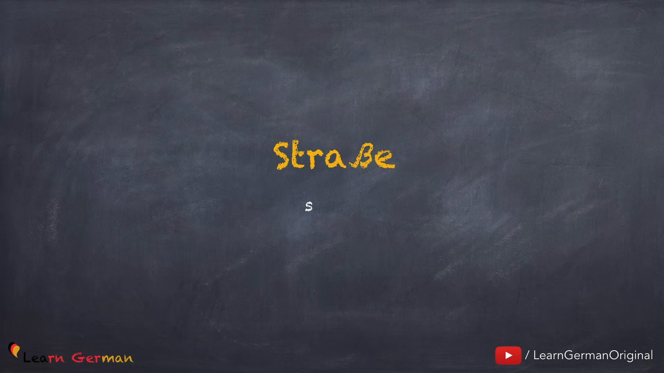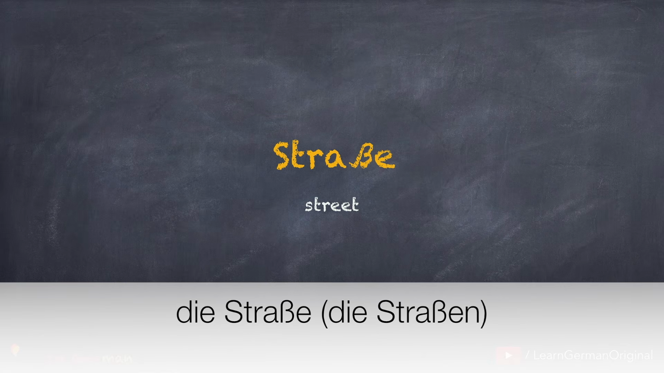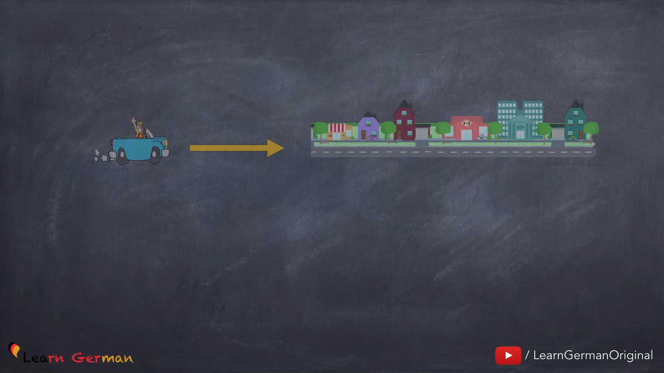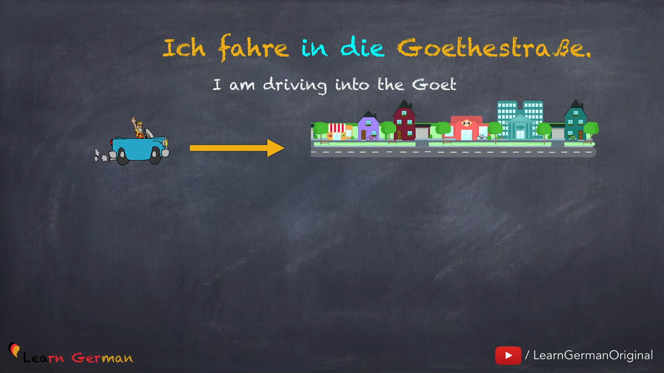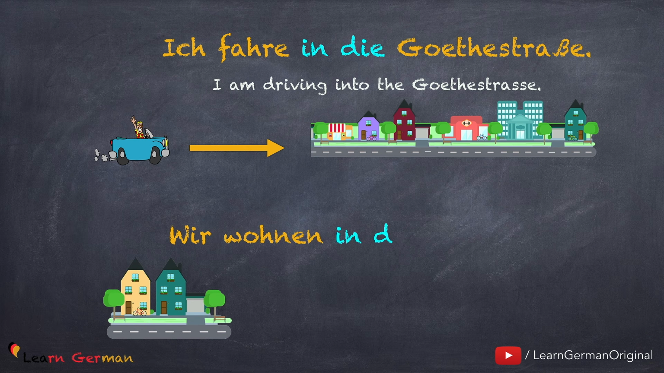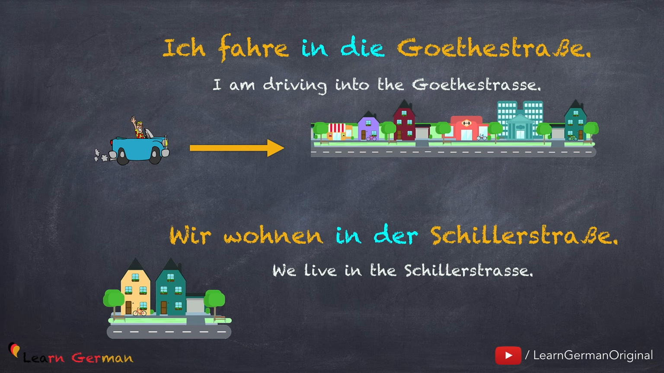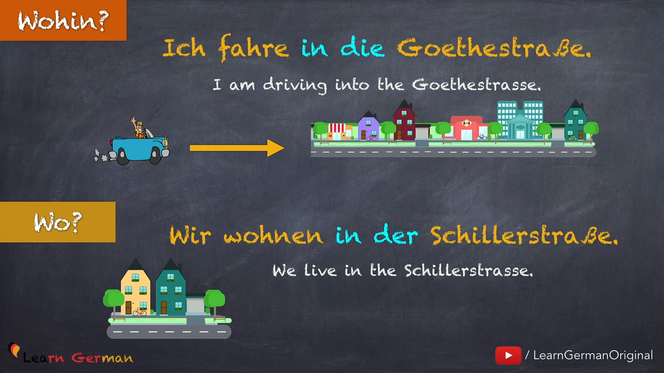In is also used with streets, Straße. Here's the first example. Ich fahre in die Goethestraße. Wir wohnen in der Schillerstraße. With wohin, you will use the accusative article, whereas with wo, you will use the dative article.